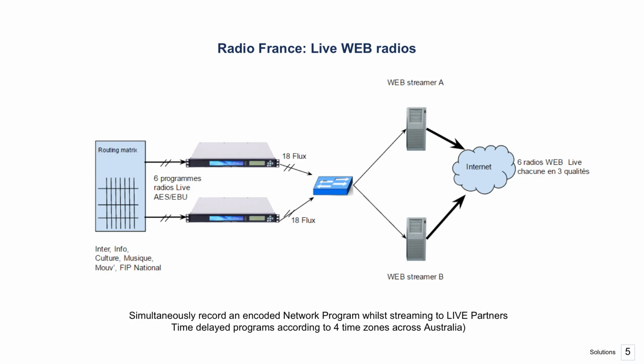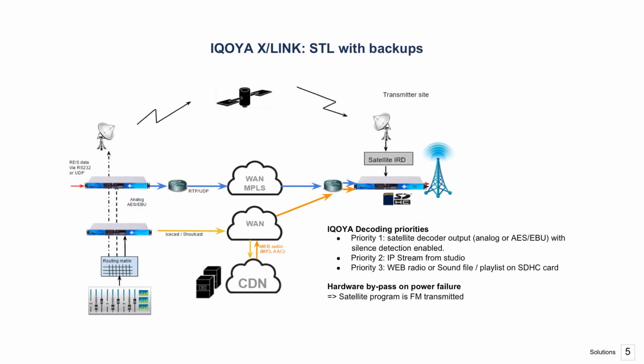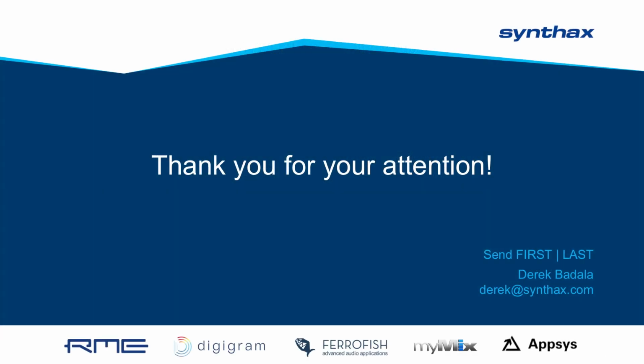Web radio, very simple to do. Web streaming service with a high quality audio codec. Also, we can do satellite backups with IP. So we have our original satellite, but then we can also do a backup using IP. Very, very cool. So I hope this gives you some ideas of the solutions and the power of Fluid IP, and how you can achieve high quality, reliable audio over unreliable networks.